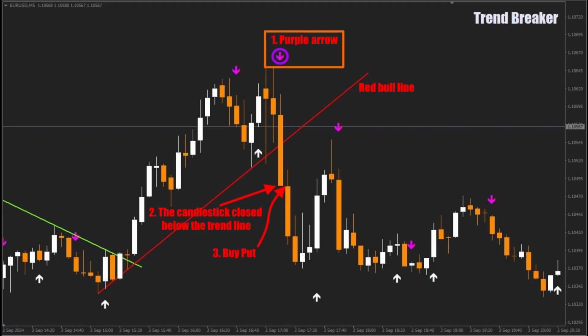To open a put option, it is required that first a purple arrow appears above the candle. Second, the last candle should close below the red bullish trend line. And third, at the opening of the next candle, we buy a put option. We recommend choosing an expiration time of 3 candles. Select the position holding period depending on the financial instrument and the results of backtesting on historical data.